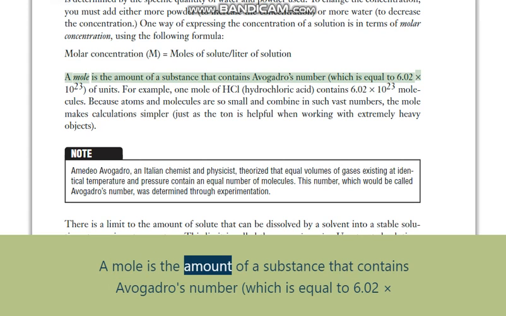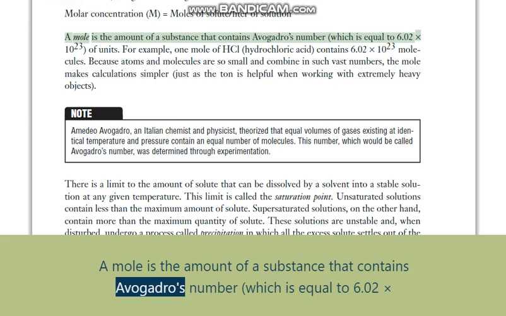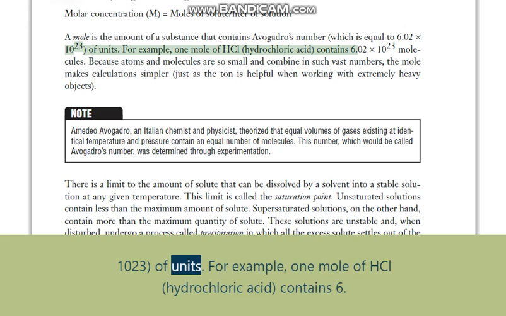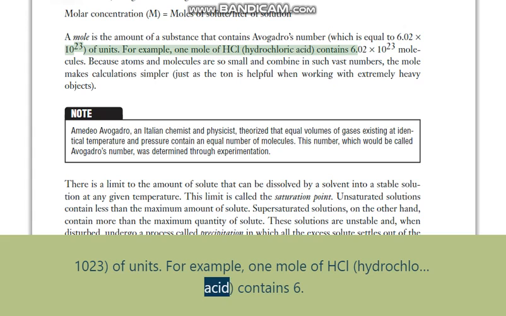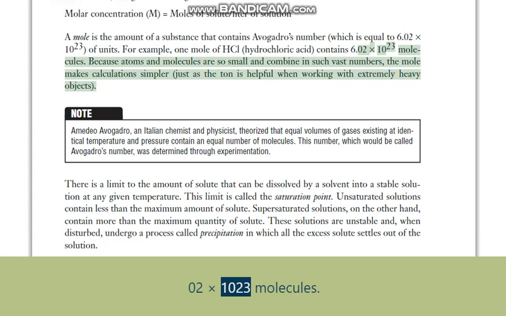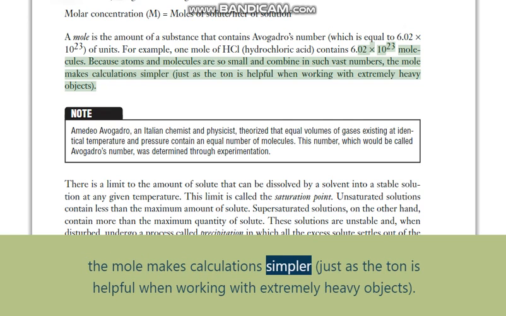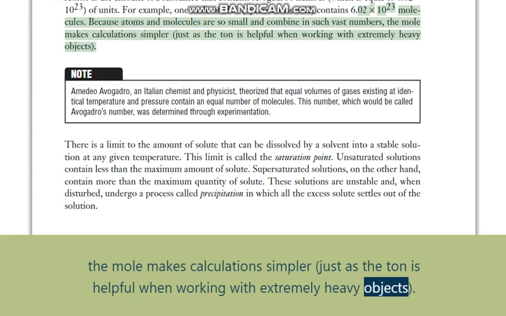A mole is the amount of a substance that contains Avogadro's number, which is equal to 6.02 times 10^23 units. For example, 1 mole of HCl, hydrochloric acid, contains 6.02 times 10^23 molecules. Because atoms and molecules are so small and combine in such vast numbers, the mole makes calculations simpler, just as the ton is helpful when working with extremely heavy objects.